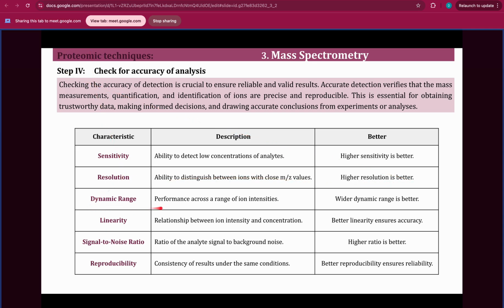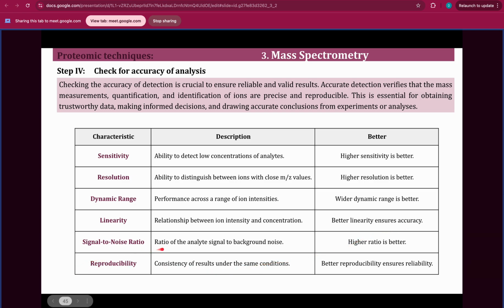Then comes dynamic range. If we are able to identify ions at different intensities, that is known as dynamic range. A wider dynamic range is mostly favored. Then comes linearity. The relationship between the ion intensity and concentration should be linear because it ensures accuracy. If more and more ions are there, it specifies that the concentration of those ions is higher. In that way the relationship should be linear.